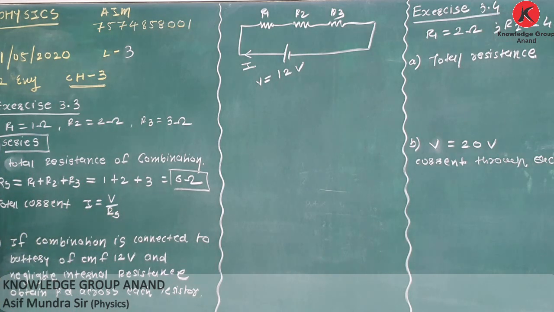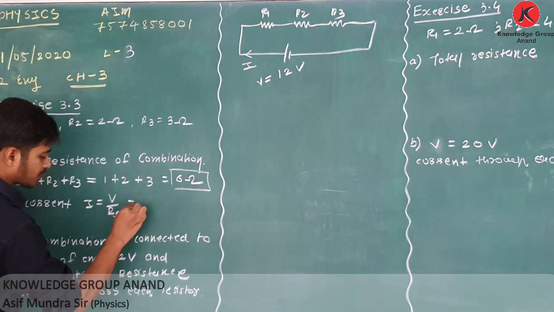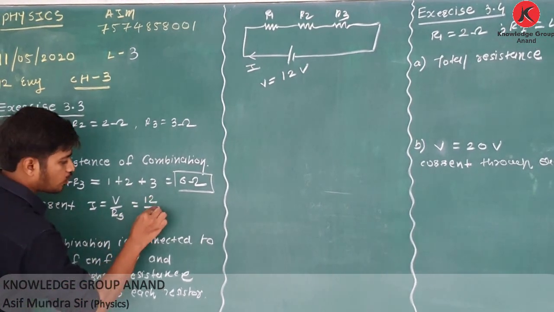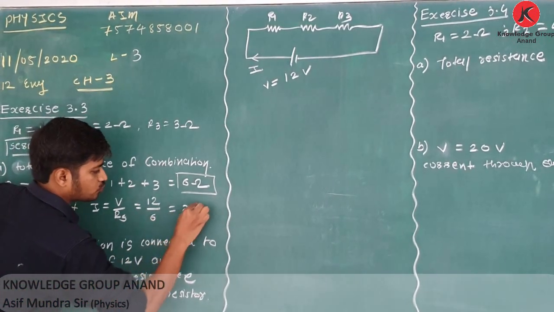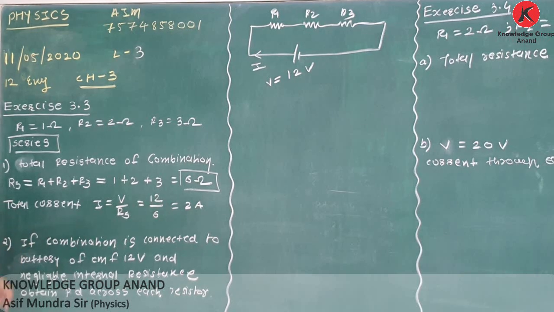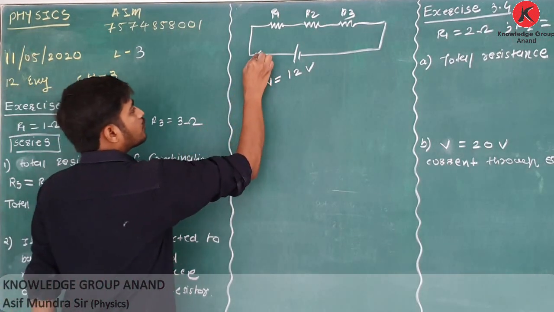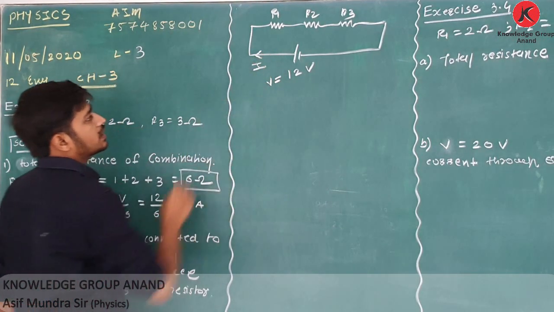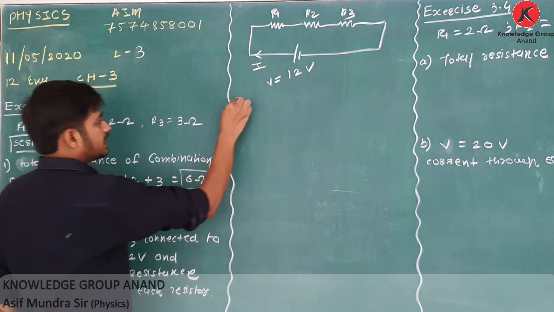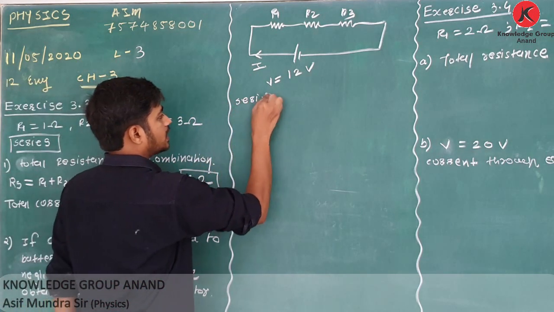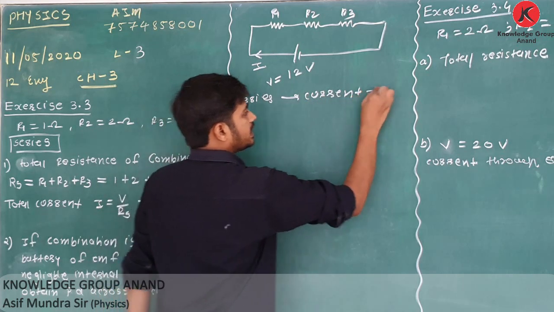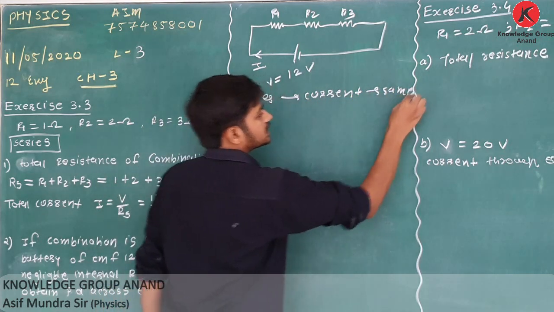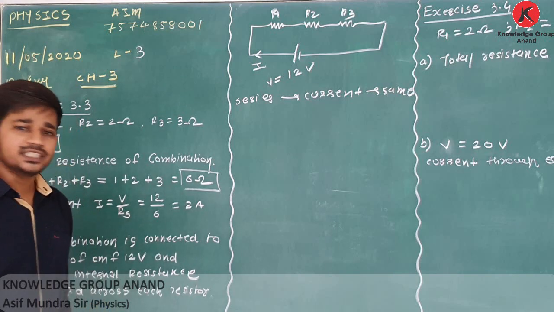Total connection, total resistor. What is value of V? Yes, V is equal to 12. What is value of Rs? Rs means total resistance, it is 6. Then it is 2 ampere. Clear about this? Then yes, current flowing from battery is 2 ampere. And yes, in series connection, current is same. Current is same from each resistor.